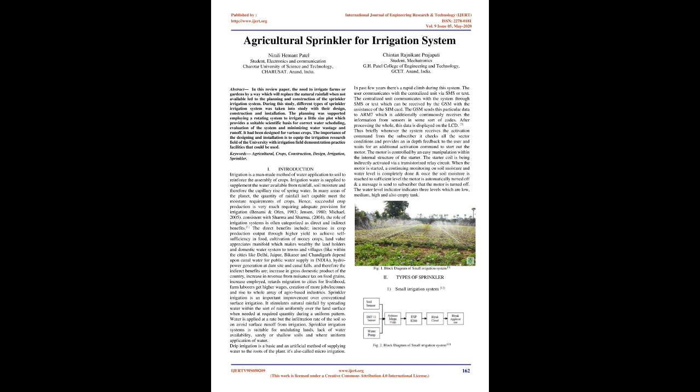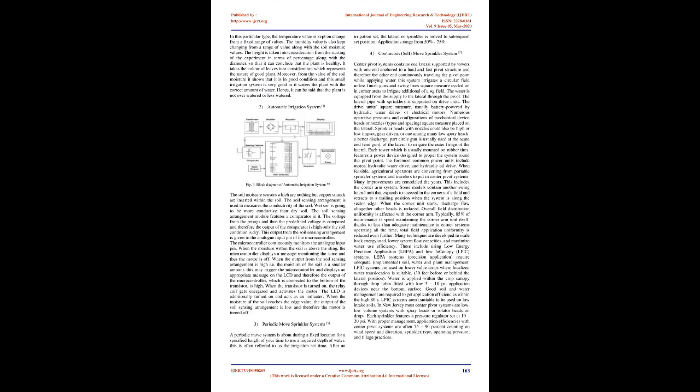3. Thus, briefly, whenever the system receives the activation command from the subscriber, it checks all the sector conditions, provides detailed feedback to the user, and waits for an additional activation command to start the motor. The motor is controlled by a simple manipulation in the internal structure of the starter. The starter coil is indirectly activated via a transistorized relay circuit. When the motor is started, continuous monitoring of soil moisture and water level is done, and once the soil moisture reaches a sufficient level, the motor is automatically turned off and a message is sent to the subscriber that the motor is turned off.